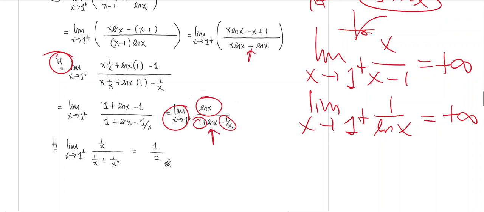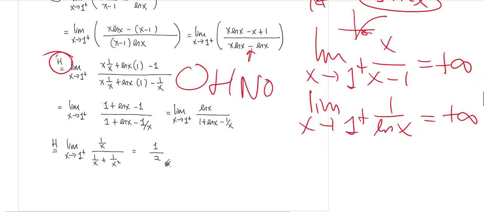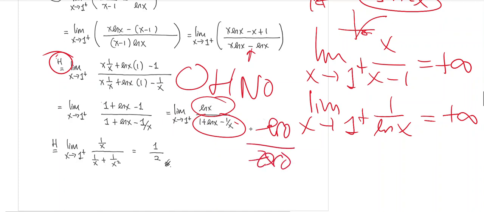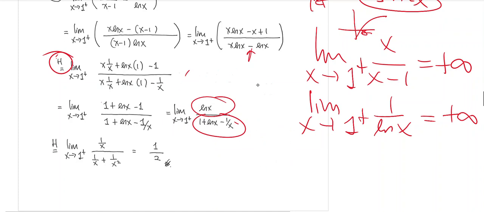This approaches 0. And you'll be like, oh no, we still have 0 over 0. Why is that? Life is cruel and all that kind of stuff. Well, yeah, it's too bad. You still have 0 over 0. Well, what can you do with it?